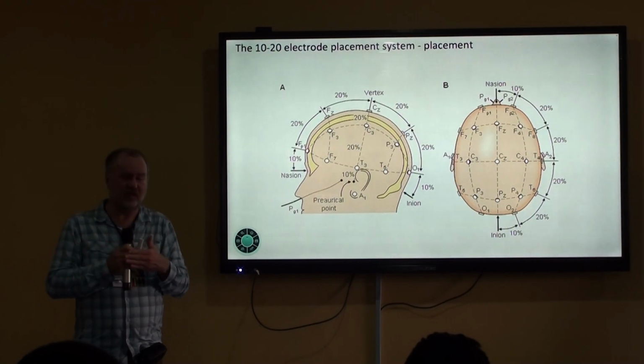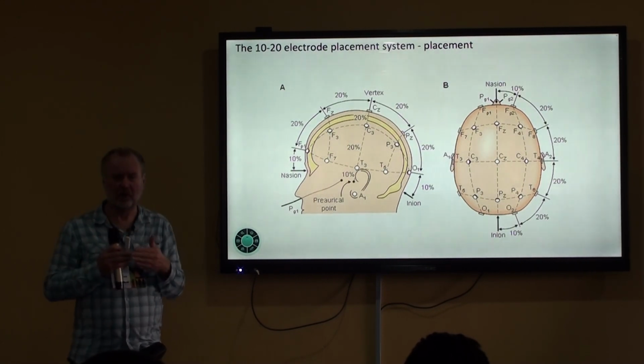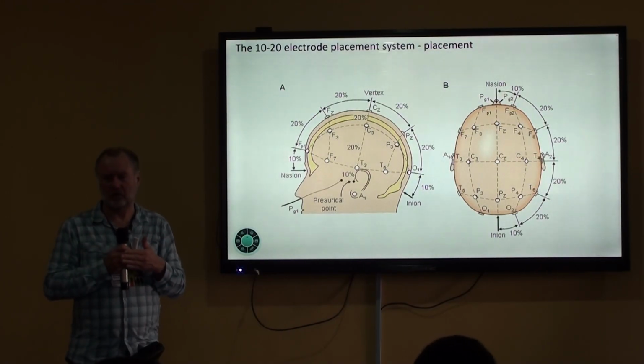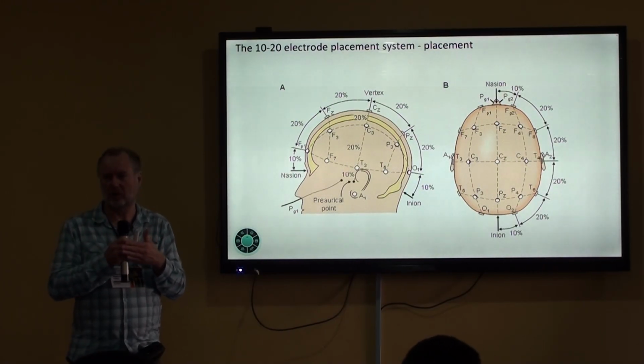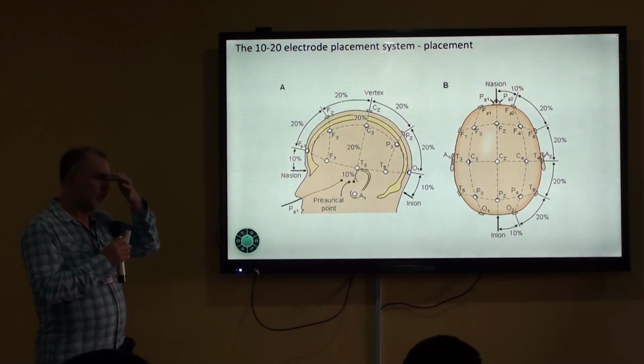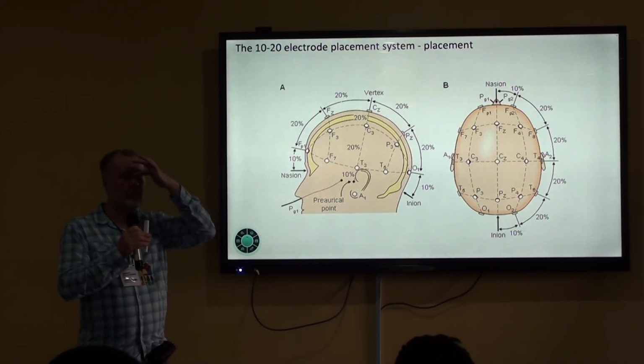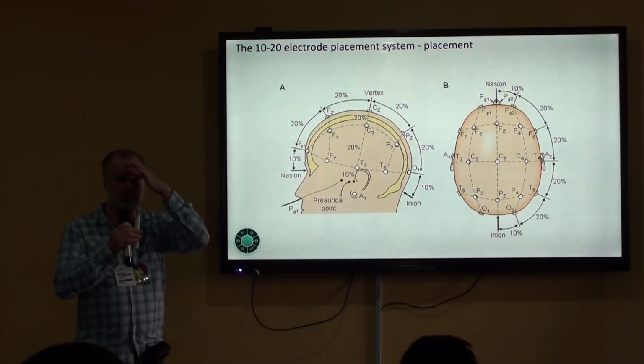But if we're recording EEG, we can't see where the brain is. What we can see, or what we can feel, is how the skull is. So we're using the skull to find these anatomical landmarks. The first landmark to look for is the nasation. The nasation is just like the bridge of the nose, like this small indentation.